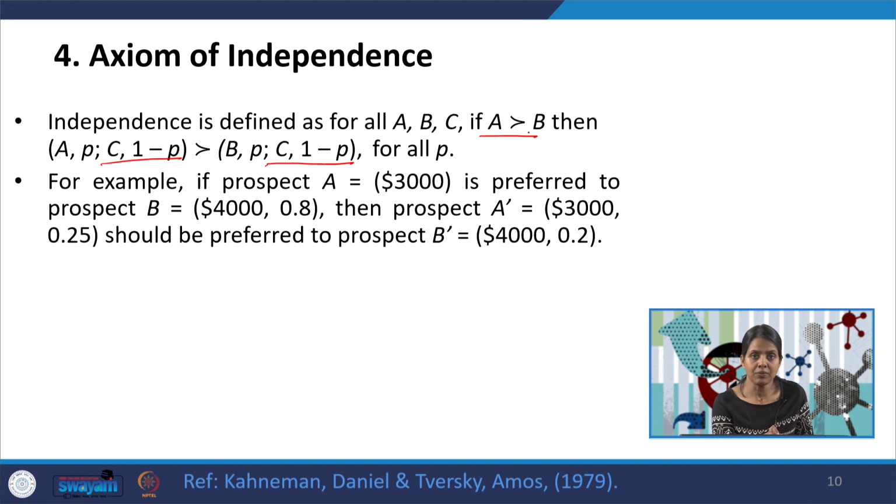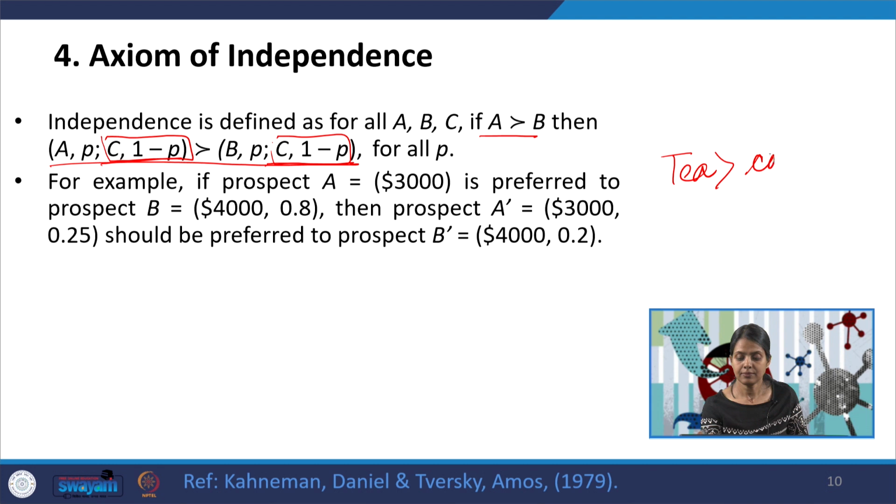So, A is preferred to B and that holds regardless of whether there is a third option which is C, and the possibility of C happening is 1 minus P. So, this relationship remains valid despite bringing in a third factor like C. I can give you a very simple example: I like tea over coffee. Now, C is the probability of rain on a particular day. So, today the probability of rain is 0.6.